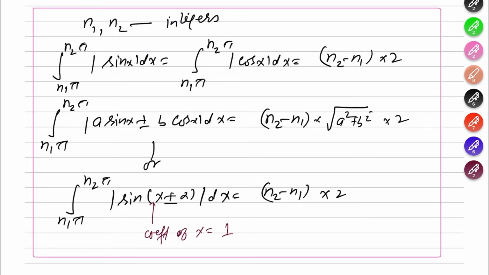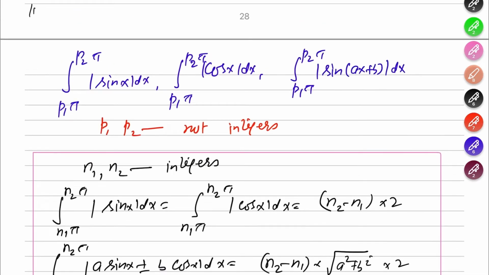So in the previous video we have done this: if n1 and n2 are integers, then the integral of |sin x| or |cos x| from n1π to n2π is very easy, (n2 − n1) × 2, and the integral of |a sin x ± b cos x| is (n2 − n1) × 2√(a² + b²). Today we will see what will happen in the same cases where the lower limit and upper limit are not integral multiples of π. So we will see that formula.